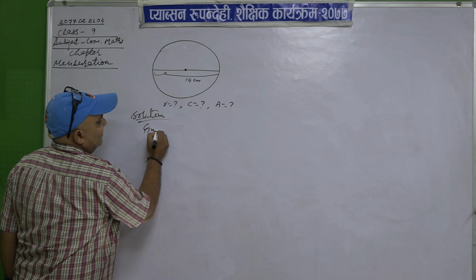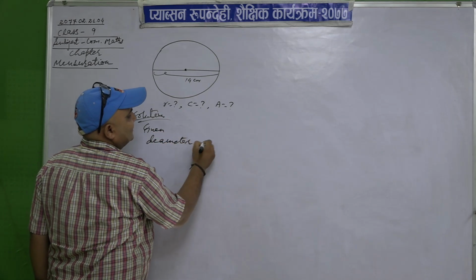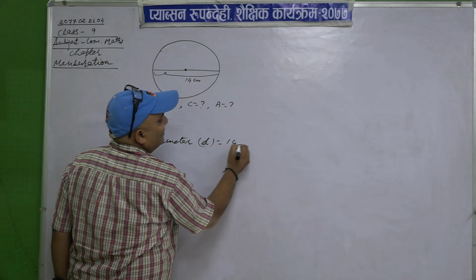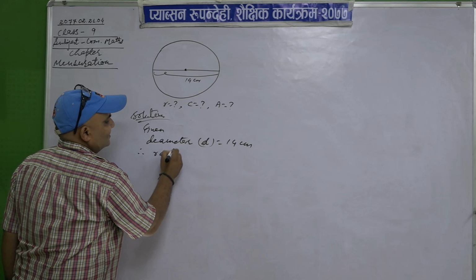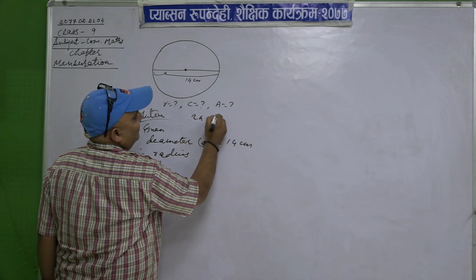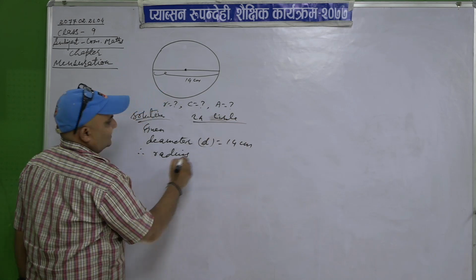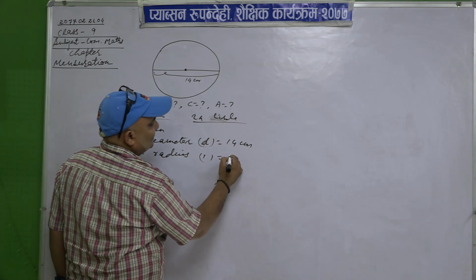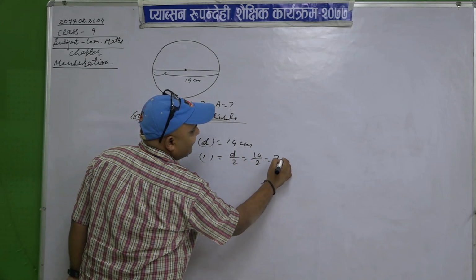So, in the given, we write: diameter of the circle, D is equal to 14 centimeter. Therefore, radius of the circle, R is equal to D by 2. We know D means 14 by 2, that is 7 centimeter.